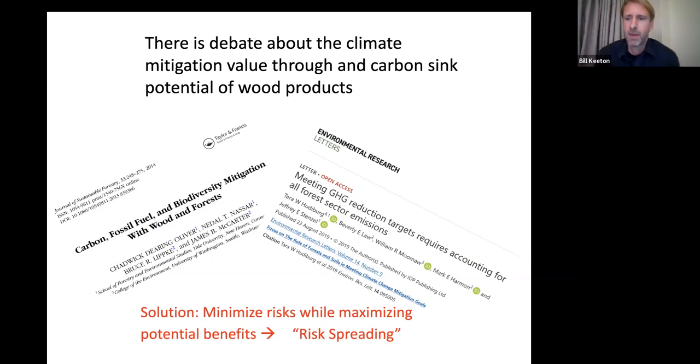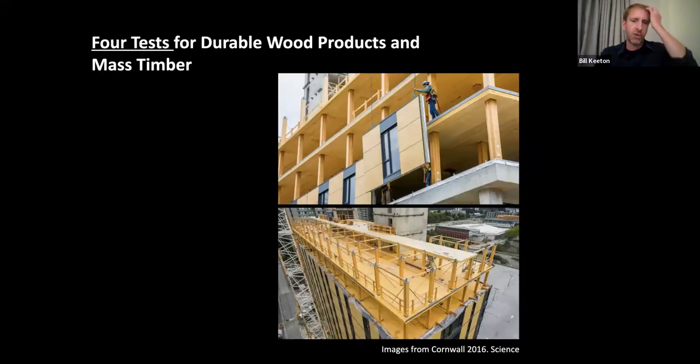So this idea, by the way, of maximizing benefits using a variety of strategies, so durable wood products as part of the portfolio, is called risk spreading. This is a term that David Lindenmayer and Jerry Franklin coined way back in their 2002 book, Conserving Biodiversity in Managed Forests. So we're going to think about this concept of risk spreading. How can we spread the risk using that portfolio?